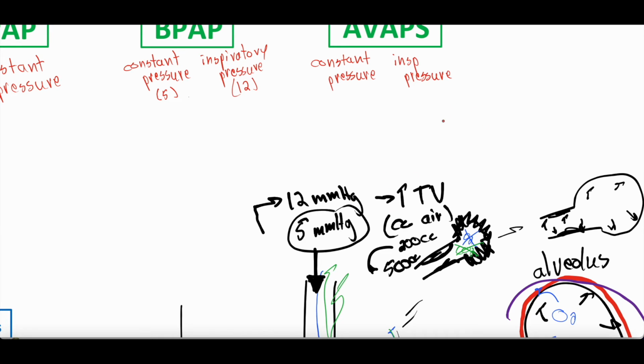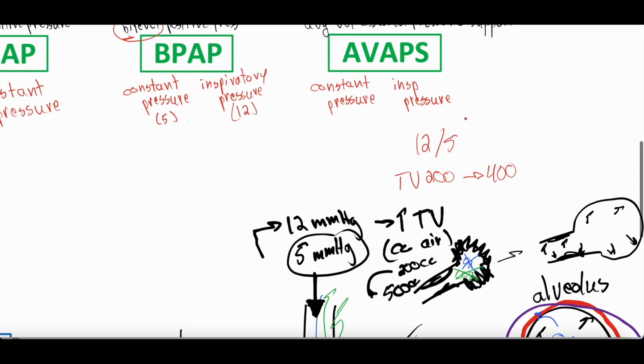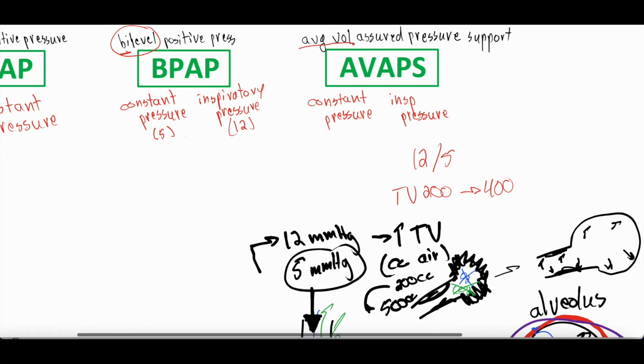We say, well, let's give them an inspiratory pressure of 12, their expiratory pressure, which is their constant pressure, of 5, and then their tidal volume might go from 200 cc's to 400 cc's per breath. And that's nice because we want them to take bigger breaths. AVAPS goes, no, no, no, I'm fancy. Instead of setting the inspiratory pressure and the constant pressure, which is the expiratory pressure, I'm going to say, you tell me how many cc's of tidal volume you want them to take with each breath on average, right? And that's the average volume.